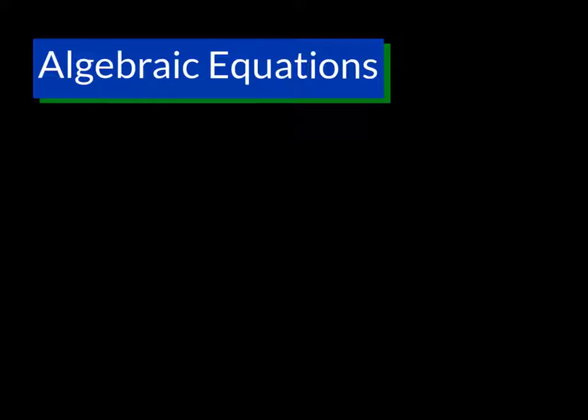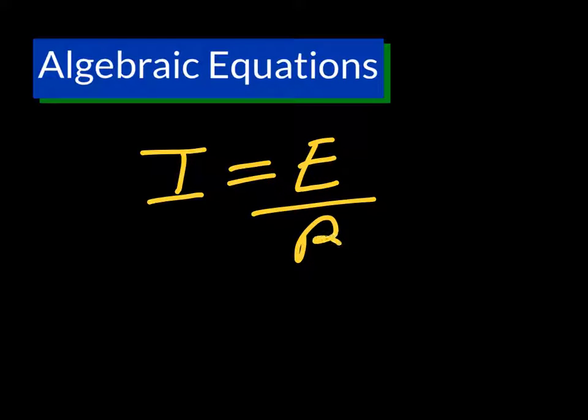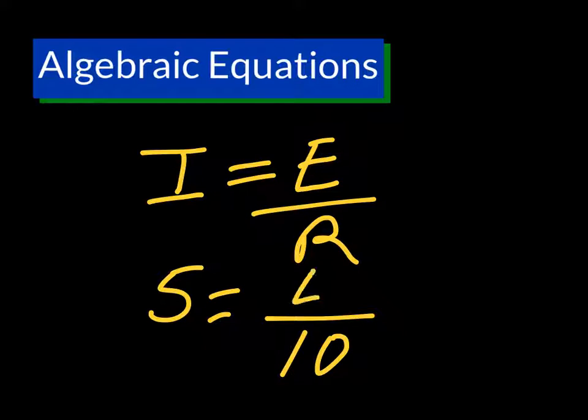Here's one more example. An electrician uses Ohm's law, which is I is equal to E divided by R. I is the current in amps, R is the resistance in ohms, and E is the electromotive force in volts. If the current, say it's 5, and the resistance, say it's 10, are known, then the electrician can solve for the unknown variable E.